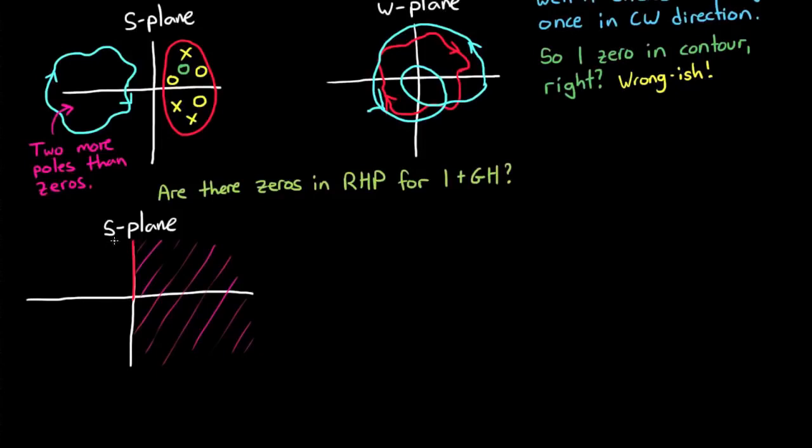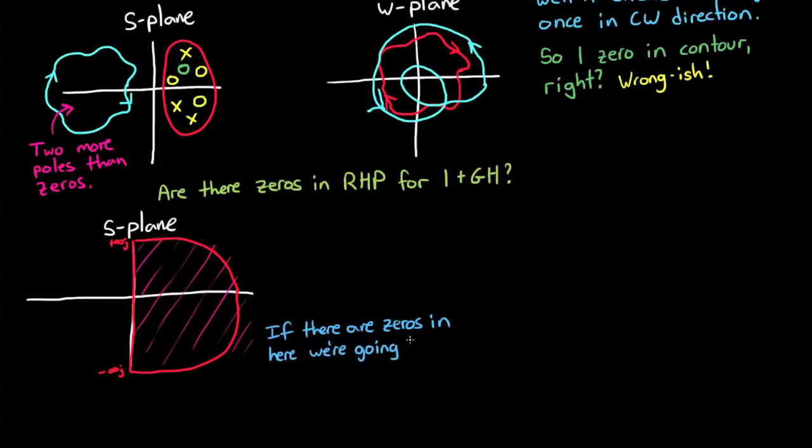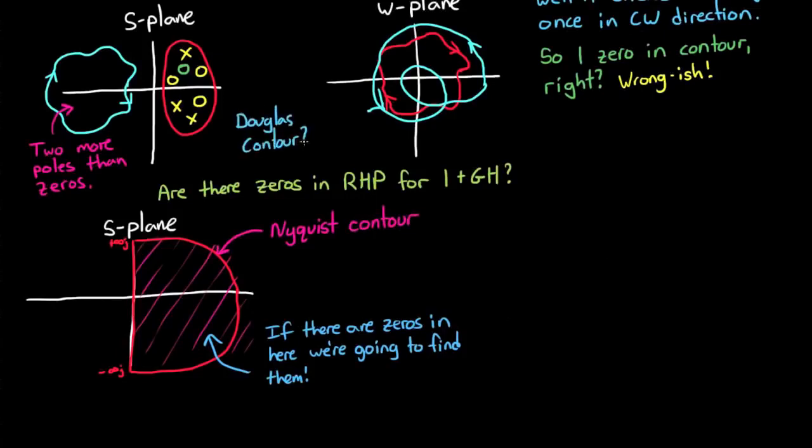And we do that by saying that the contour runs the entire length of the j omega axis up to positive j infinity, and then it sweeps around at infinity to enclose the entire right half plane, and then goes back up the negative j omega line back to 0. Now if there are any zeros in the right half plane, we're going to know about them. This is called the Nyquist contour. All those other contours we drew didn't have a name, so maybe I'll call one like the Douglas contour or something.